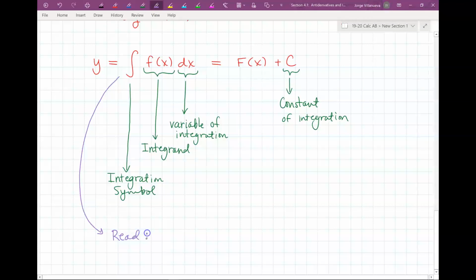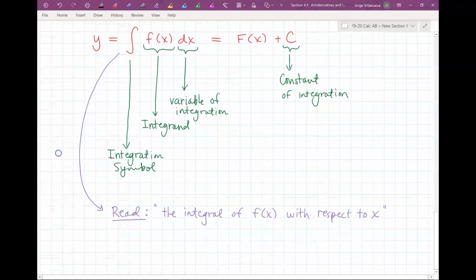So this is read, okay, the integral of f of x with respect to x. Okay, so we read it, the integral of f of x with respect to x. Now, there are two ways that you can see integrals.